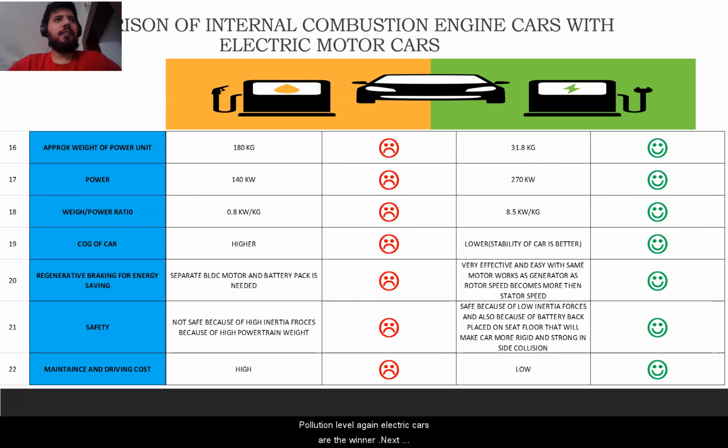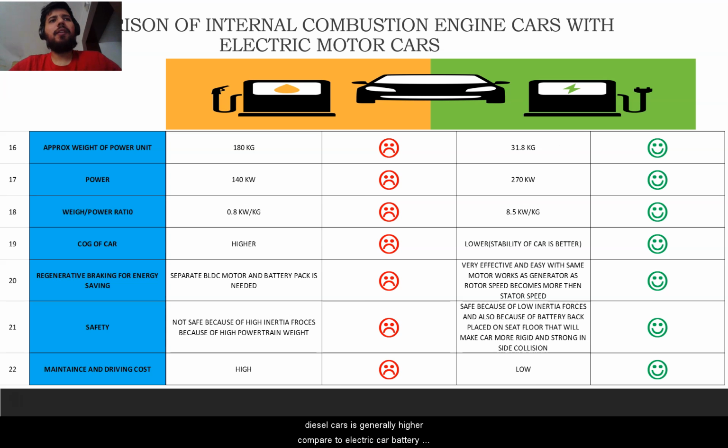Next slide: the first is the approximate weight of the power unit. For IC engines, the powertrain weight varies from 130 kgs to 250 kgs approx, and for the motor it is approx 32 to 80 kgs. Here lightweight is preferred, so electric vehicles are the clear winner. In terms of power, a petrol or diesel vehicle can produce 140 kilowatt and electric cars can produce 270 kilowatt. Weight to power ratio for petrol and diesel cars is 0.8 kilowatt per kg, and for electric cars it is 8.5 kilowatt per kg.